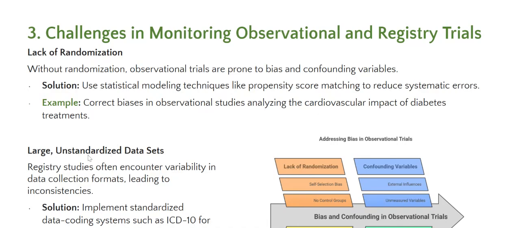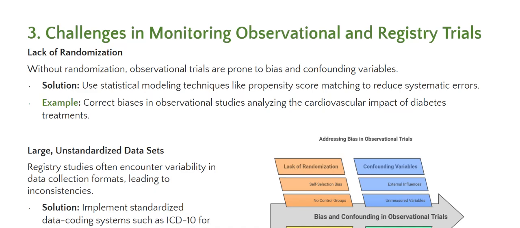Large, unstandardized data sets. The data will be large for observational registry trials, so large, unstandardized data sets. Registry studies often encounter variability in data collection formats, leading to inconsistencies. The solution for that is implementing standardized data coding systems such as ICD-10 for diagnoses and predefined lab result formats.